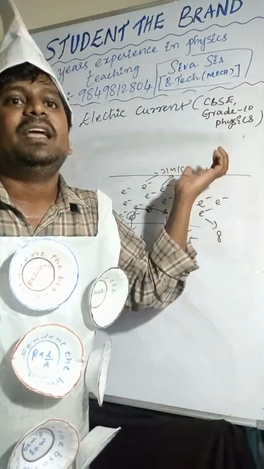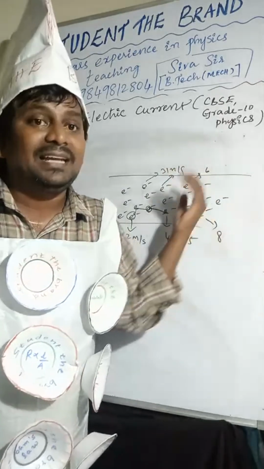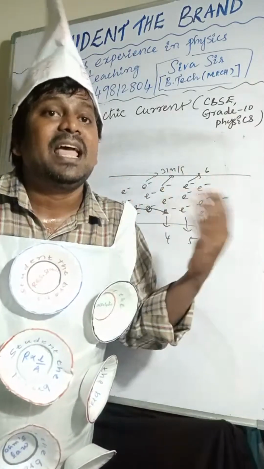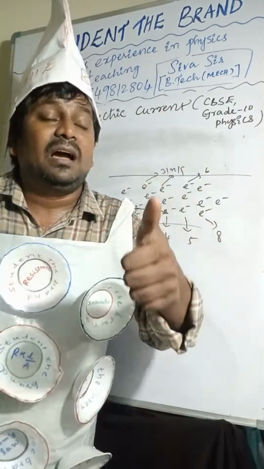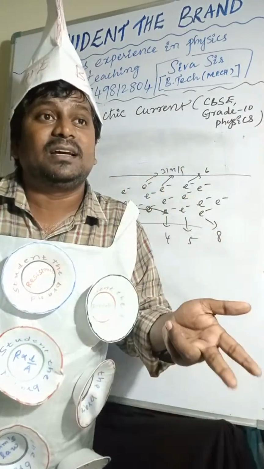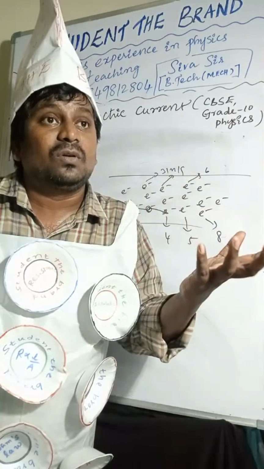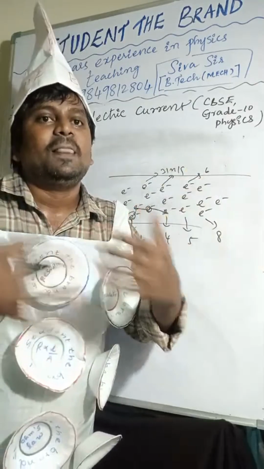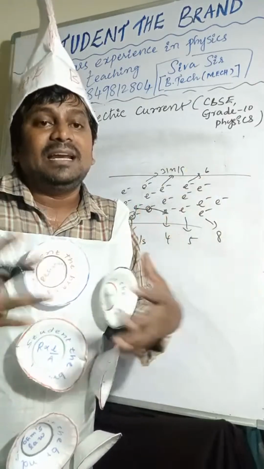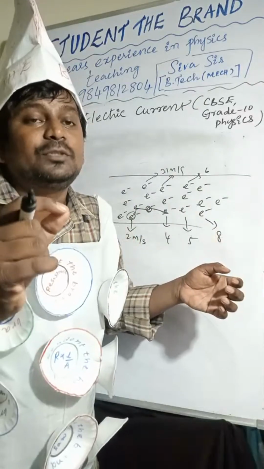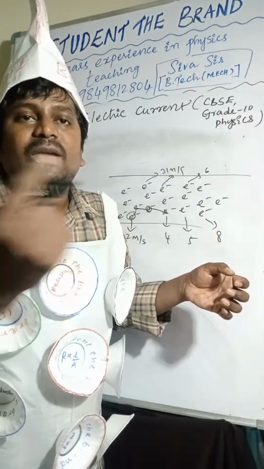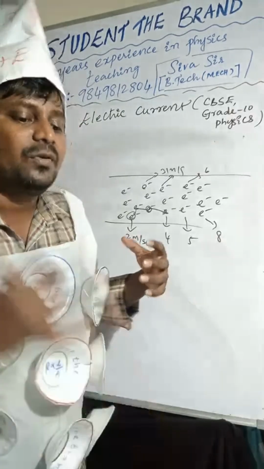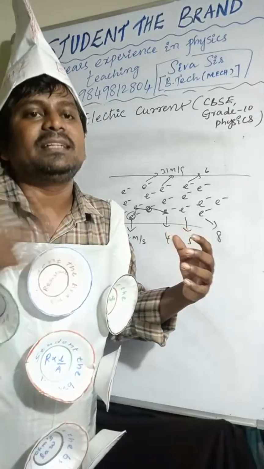Collisions will increase, and that heat we use as the heating effect of electric current, like in iron boxes, electrical heaters, room heaters and electrical cookers. If you increase the time of collision, then heat will be produced. That is the reason electrical heater coils are in a round shape, to increase the time of collision.